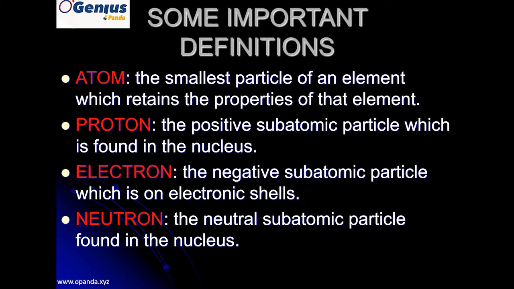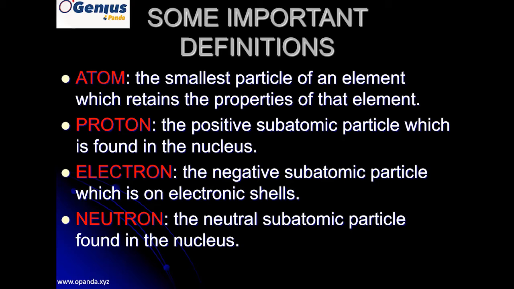Now let's go to the subatomic particles. We know three main subatomic particles. Those are protons, electrons, and neutrons. The protons and the neutrons are found in the nucleus, and they are responsible for almost all of the mass of a given atom. Electrons are found on the energy levels or electronic shells around the nucleus.